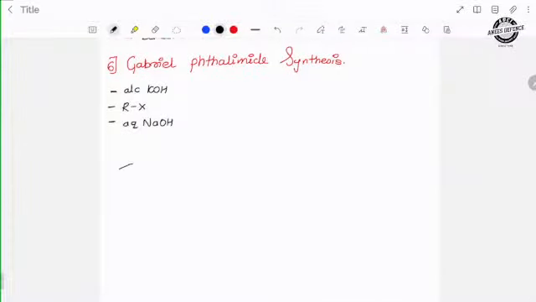Phthalimide, it is a benzene ring. It has functional group as imide. This is NH. So this is my phthalimide. Okay. Now, what is the use of adding alcoholic KOH? Because basically this phthalimide is not reactive in nature. It becomes reactive when it will have a negative and positive charge. So that's why we are treating it with alcoholic KOH. So this is my phthalimide, and I'm treating it with alcoholic KOH.